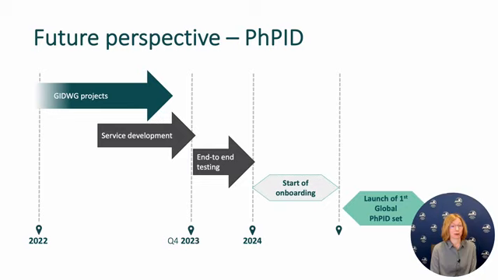In Q4 of this year, we plan for an end-to-end testing of the operating model, testing a number of datasets from different countries to verify a number of use cases for the global PhPID. The plan is to be able to go live during 2024 and start onboarding a number of countries to generate the first global PhPID.